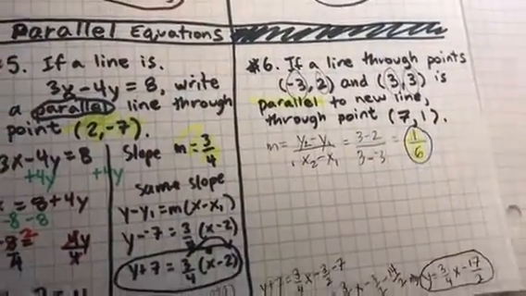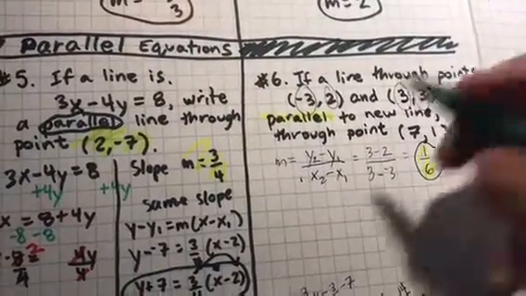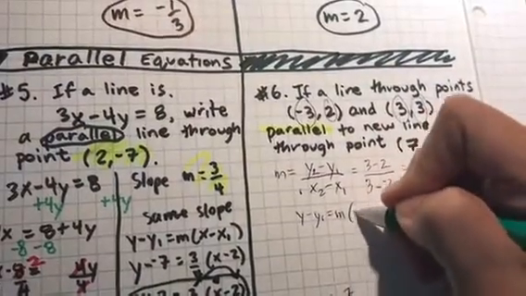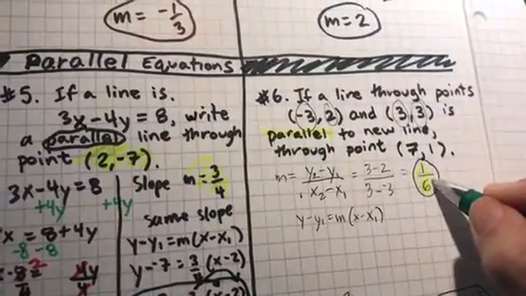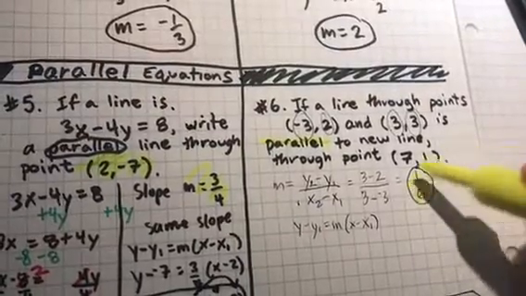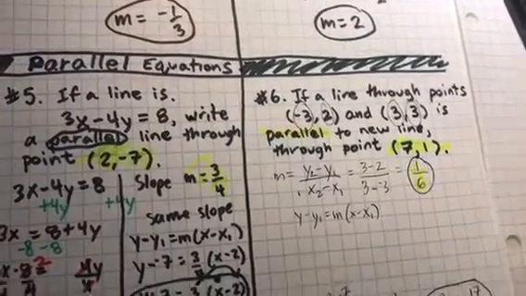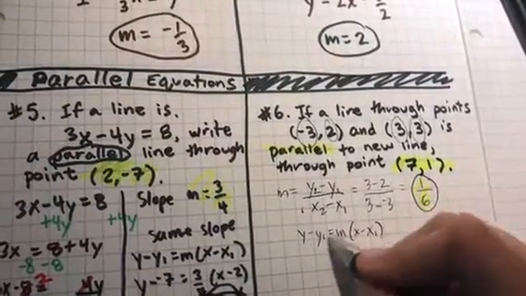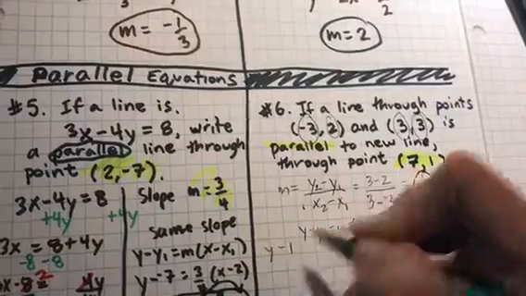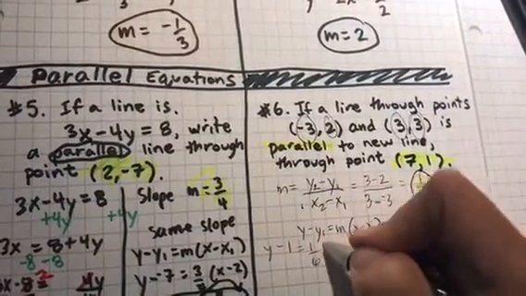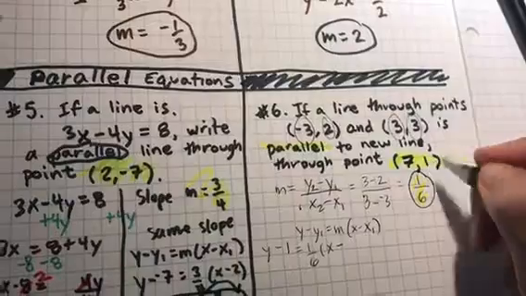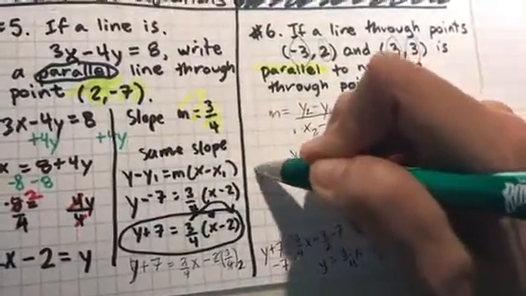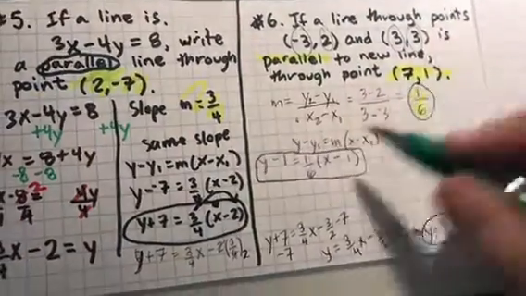Now I got to make sure it says parallel. So parallel means same slope. So I'm going to take y minus my y coordinate, slope, x minus my x coordinate. So I have a slope and I have this new point, so I can use this formula to plug it in. My y coordinate is 1, so y minus 1 is equal to the slope, x minus 1. Now, that's our answer in point slope form.